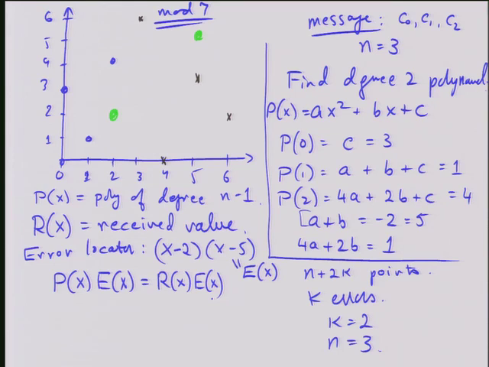Okay. So now, what do we know? Let's call this equal to q of x. What's the degree of q of x? Well, it's the degree of P of x plus the degree of E of x. What was the degree of P of x? Oh, sorry, you're right. It's n minus 1. What's the degree of E of x? It's k. So you have n minus 1 plus k. This is an n minus 1 plus k degree polynomial.